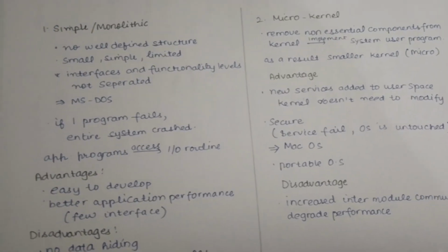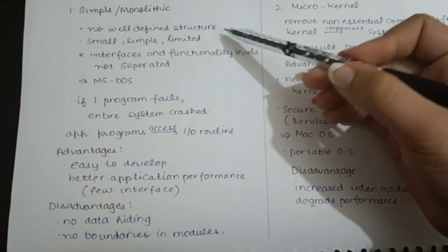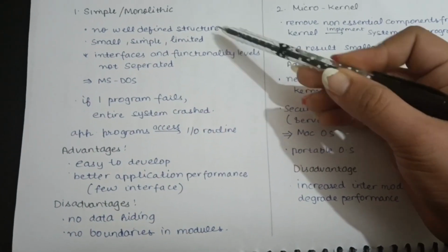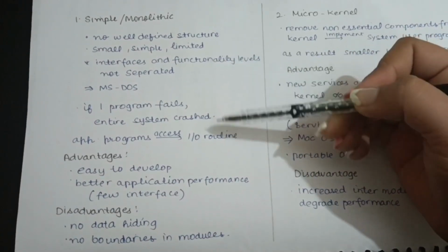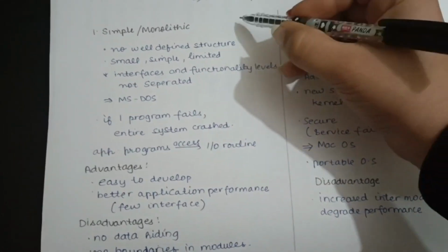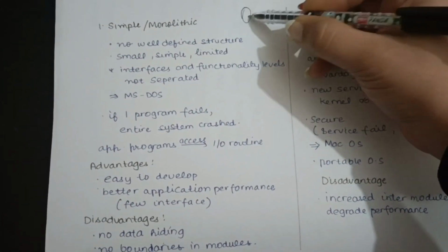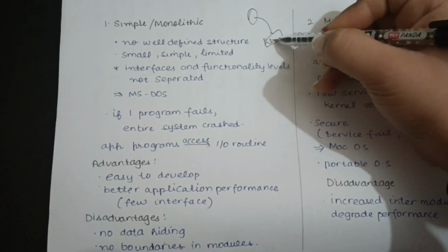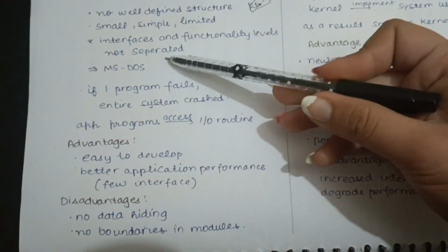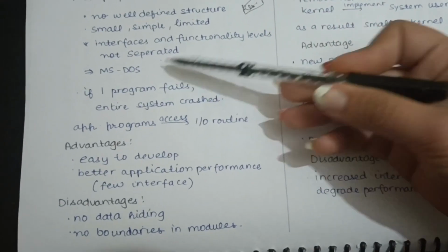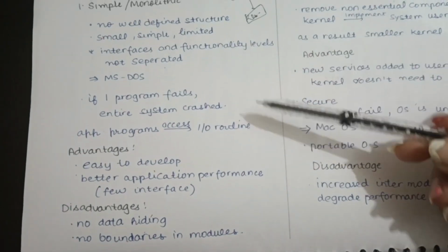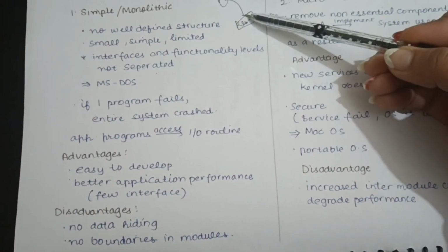In simple and monolithic structure, there is no well-defined structure because it's a small, limited, and simple structure. Simple and monolithic are related, and the interfaces and the functionality levels are not separated. For example, if we are working in the user module, it has access to all the resources. So there is no separation of the functionality and the interfaces. An example is MS-DOS, where if one program fails, the entire system crashes because it has direct access to the resources.